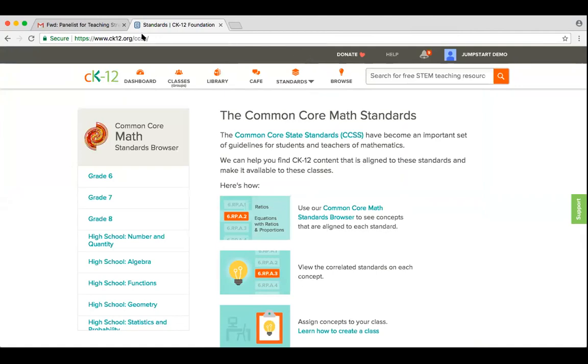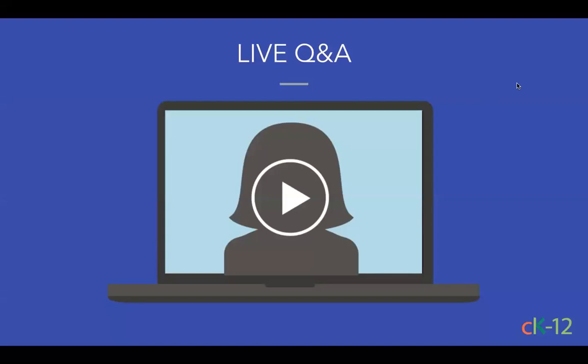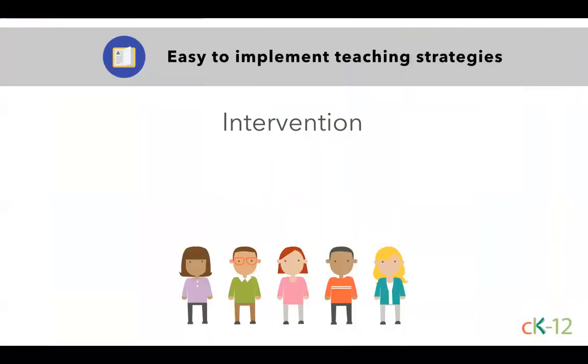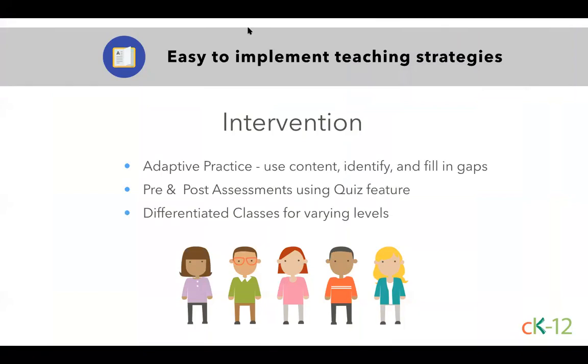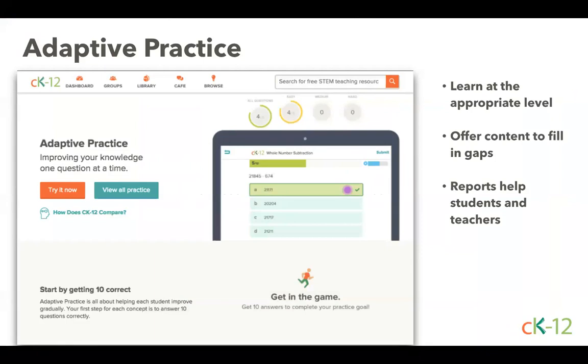I'm going to share my screen again, and we're going to move on to the next part of this presentation, which is about our easy to implement teaching strategies here. So the next section is all about intervention, using CK-12 to help you deal with intervention, to help fill in gaps with students. We'll be covering adaptive practice, pre and post assessments using the quiz feature, and differentiated classes for different levels. So the first one is our adaptive practice.